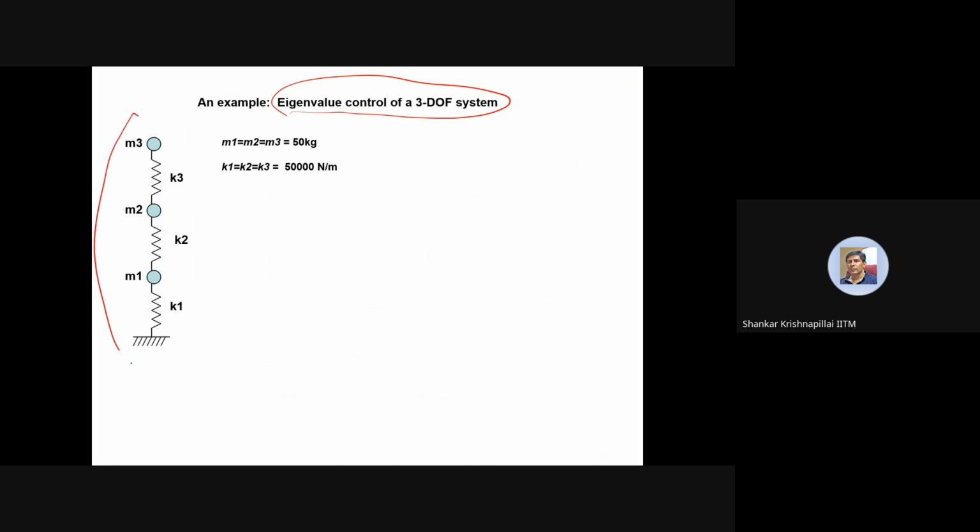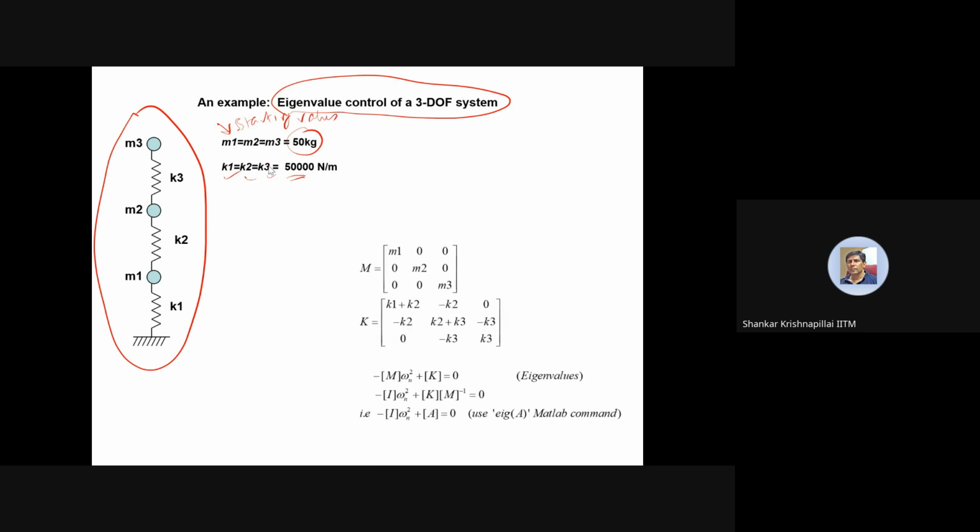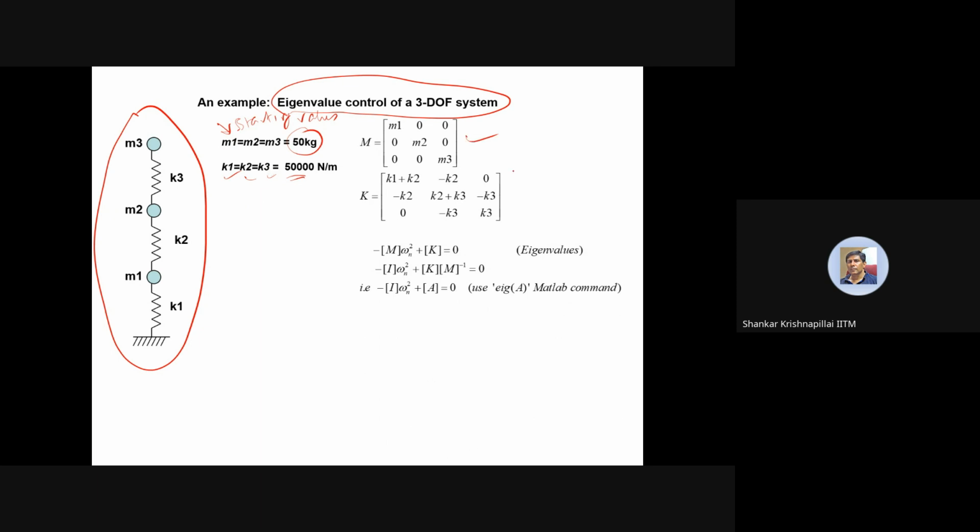So here you can see a lumped mass spring system. The value of the lumped masses is 50 kilogram each, and K1, K2, K3 is 50,000 Newton per meter spring stiffness. So these are the starting values of M and K which are given to you, and this is the mass matrix, stiffness matrix, and this is how you find the eigenvalues.